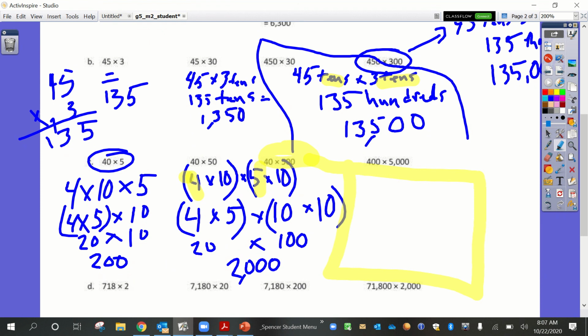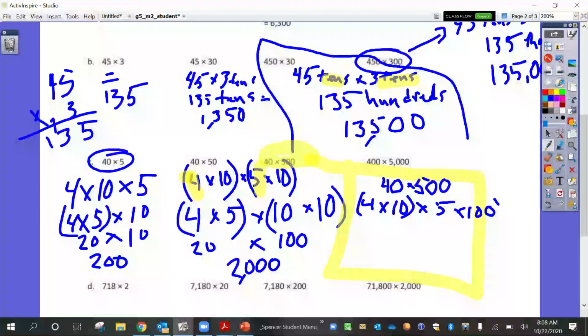So this is my workstation for that. Let me write the full problem at the top. Sorry that I'm running out of room. 40 times 500. Well, I can rename that as 4 times 10, right? And I can break down the 500 as 5 times 100.